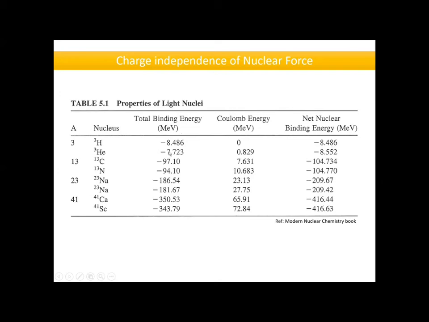And for helium-3, the total binding energy is minus 7.723 and Coulomb energy is 0.829. So when the Coulomb energy is added to the total binding energy, the net nuclear binding energy is minus 8.552. That is similar to the tritium net nuclear binding energy. So this shows that the nuclear force is charge independent.